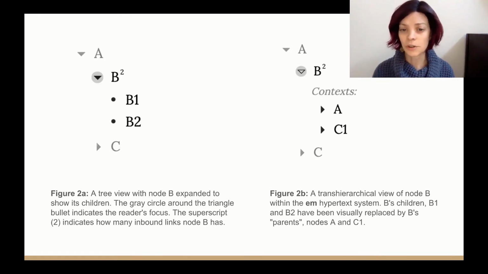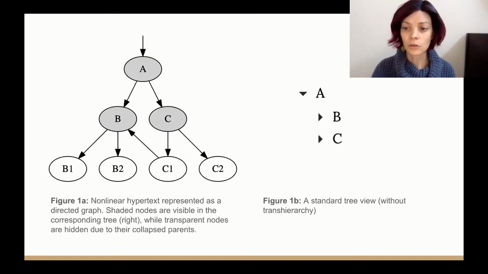So these are actual screenshots from M. The main difference being that the user has to take an action. They activate the transhierarchical view at any given node. And then they're switching from viewing outgoing edges, B1 and B2, to incoming edges. You can see on the right, those incoming edges are A and C1. And just to show you, those are indeed the incoming edges to node B.